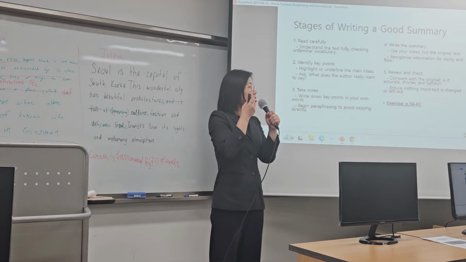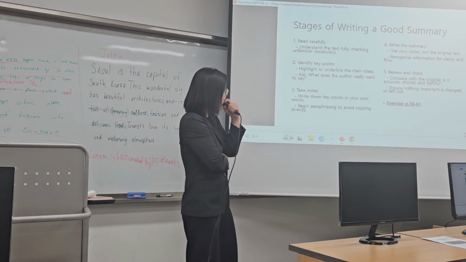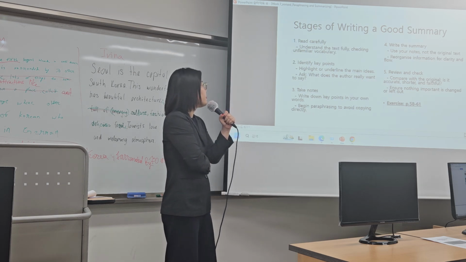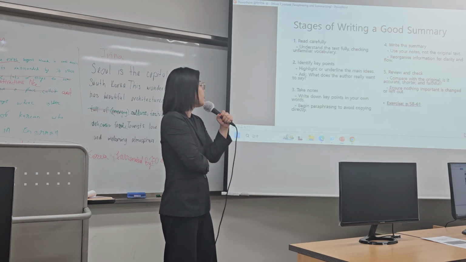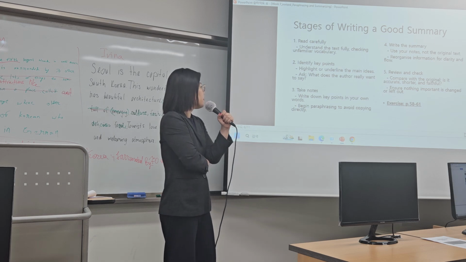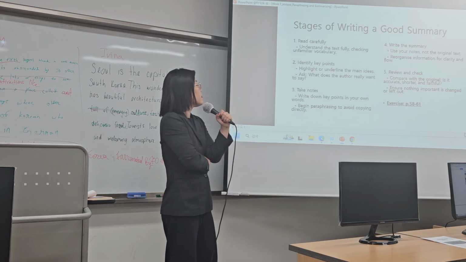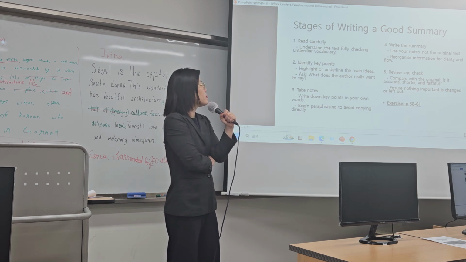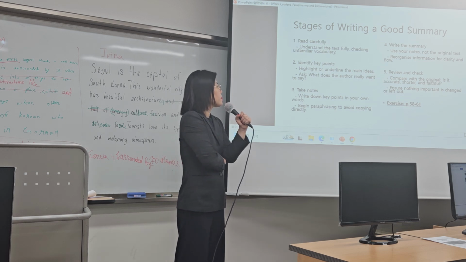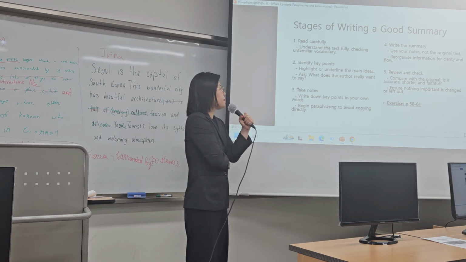Alright, so what are the stages of writing a good summary? Number 1, read carefully, understand the text fully, checking unfamiliar vocabulary. Number 2, identify key points, highlight or underline the main idea, ask, what does the author really want to say? Number 3, take notes, write down key points in your own words. Begin paraphrasing to avoid copying directly. Number 4, write the summary, use your notes, not the original text. Reorganize information for clarity and flow. Number 5, review and check. Compare with the original, is it accurate, shorter and faithful? Ensure nothing important is changed or left out.